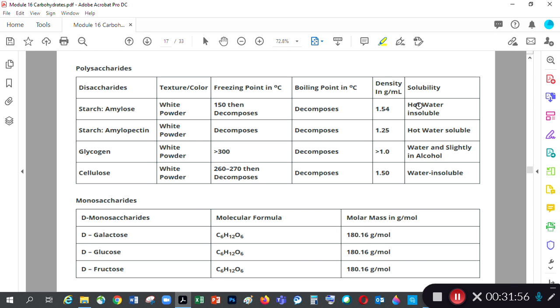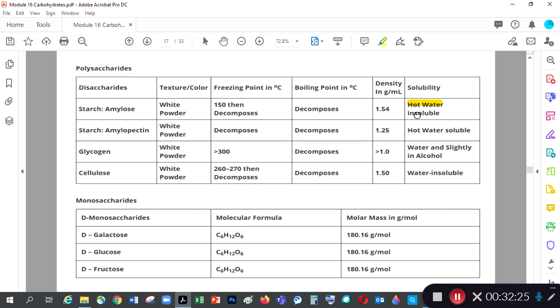But the unique thing about polysaccharides is that their solubility in H2O will be limited. You see, because their molar mass is very high, correct? Very high molar mass. And so the solubility will be restricted, and the hydrogen bonds are not as many as in mono and disaccharides. So their solubility is limited, only in hot water.